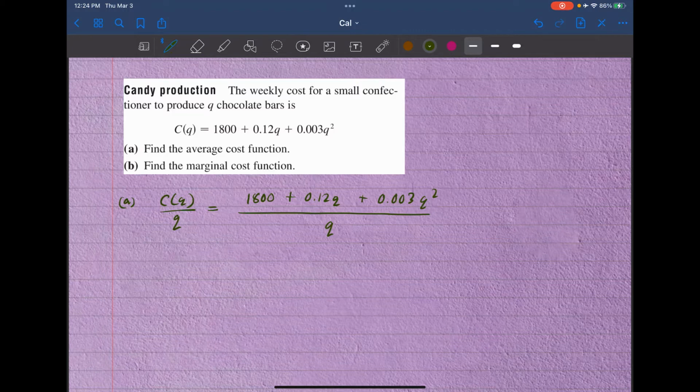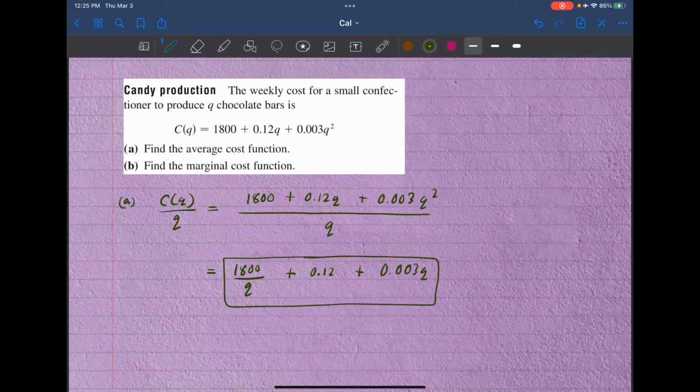Now, of course, you want to simplify this, so divide each term from the numerator by Q. You get 1800 over Q plus 0.12 Q over Q, that's just 0.12, and 0.003 Q squared divided by Q is 0.003 Q, since one of the Q cancels from the bottom. That is our average cost for this given model.